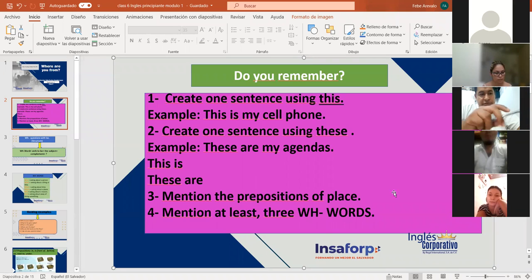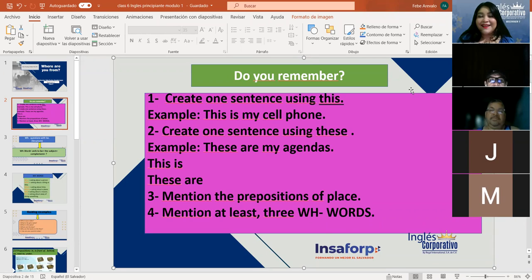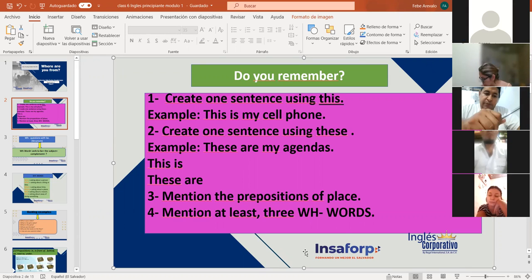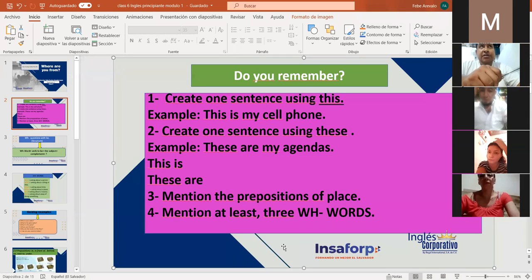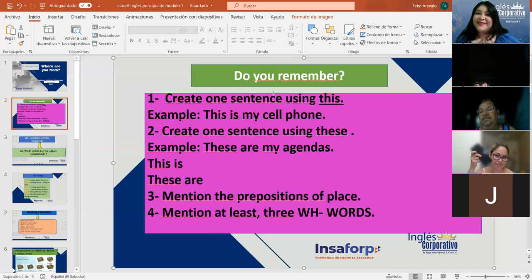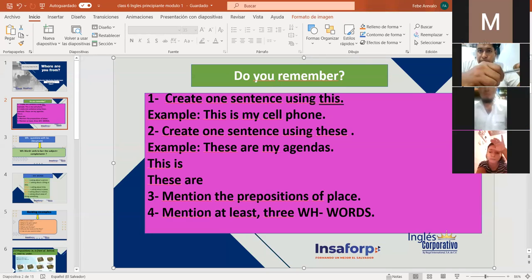Excellent. No la vemos, Magdalena. No sé si es que no le funciona la cámara o por el internet. Por el internet. All right. Excellent. Very good. Thank you. Sachit. Okay, Sachit, tell me your sentence. Good evening. Welcome. This is my pencil case. All right. Excellent. Very good. One object. That's correct.